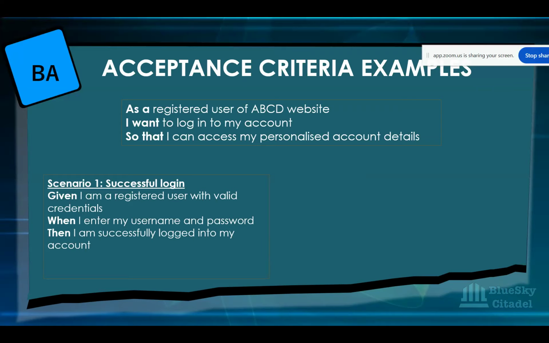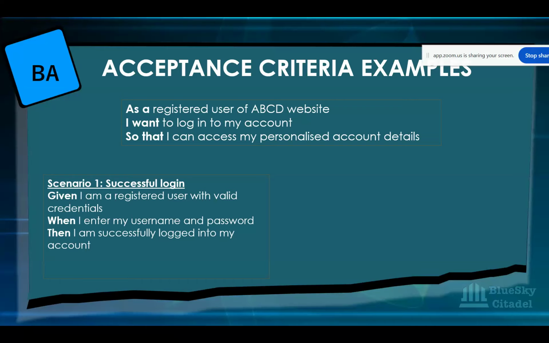Given I'm a registered user, that's your precondition. An unregistered user cannot fulfill this because the precondition is I must be registered. If I'm not registered, we're not even here yet. So the user has to be a registered user who has valid details, right? So given I'm a registered user of this ABC website and I have the correct username and correct password, when I enter my username and my password, then I am successfully logged into my account. So given, when, then: precondition, action, outcome.